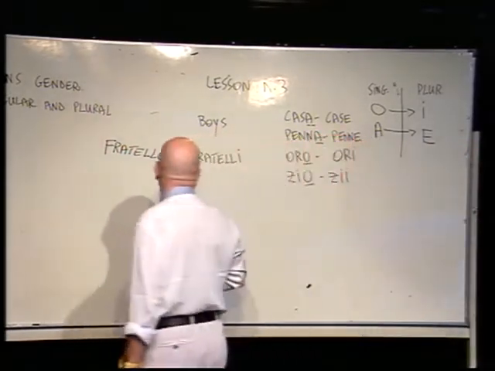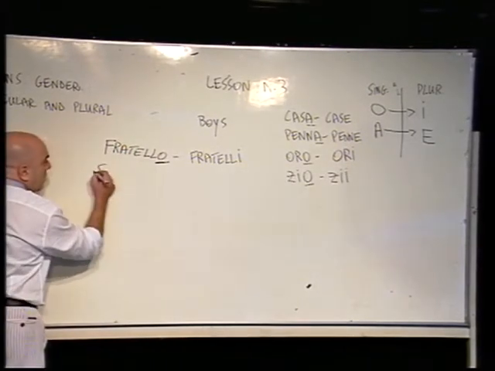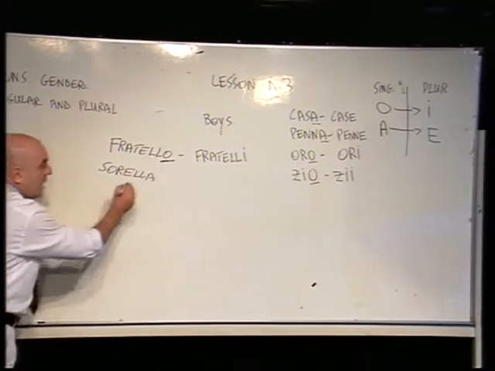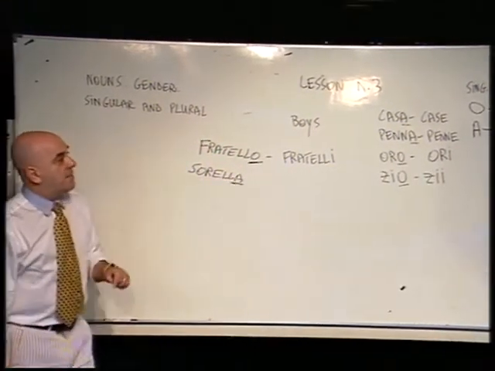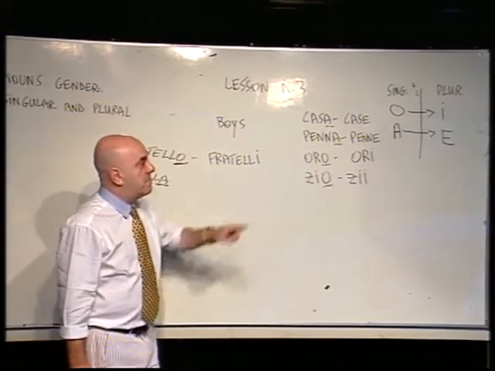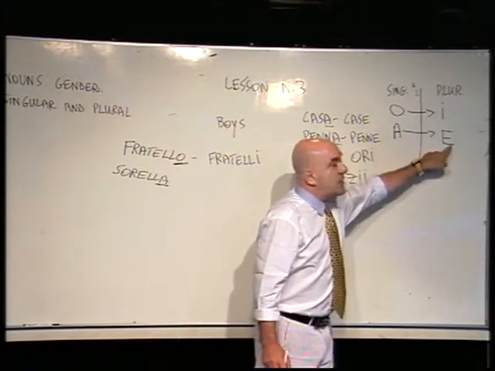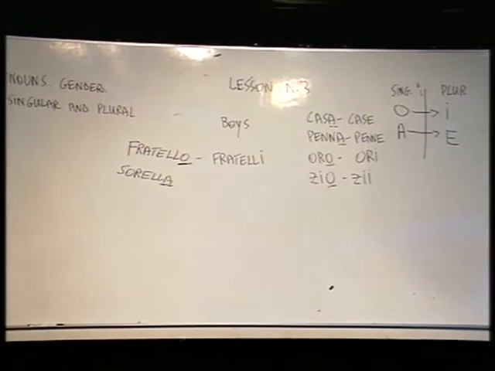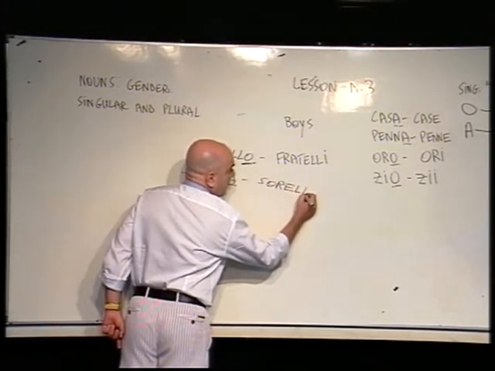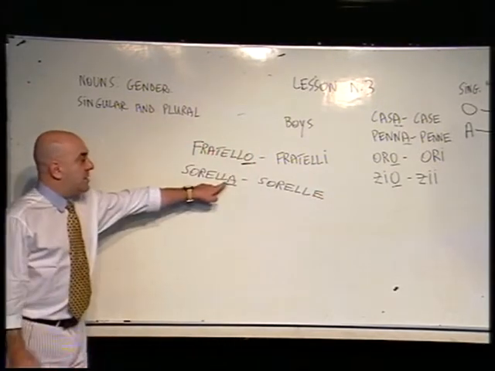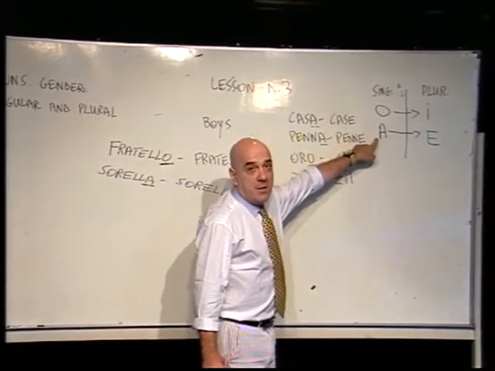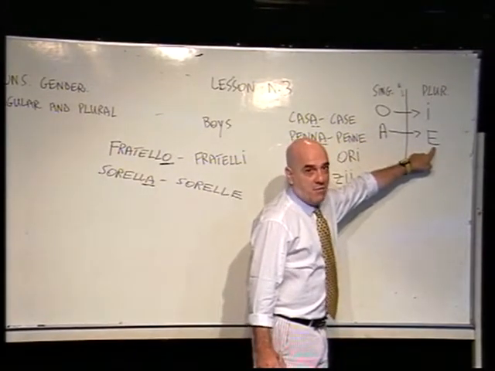Let's take now a feminine word. For example, sorella, a word that we used in lesson number two as well. Sorella is sister. Sorella, feminine word, because the last letter is A. Imagine you want to say, I have two or three sisters. So you have to replace the letter A with the letter E. So the word sorella, one sister, will become sorelle. I replace the letter A with the letter E, according to this formula. A, feminine word, singular, becomes E for plural.